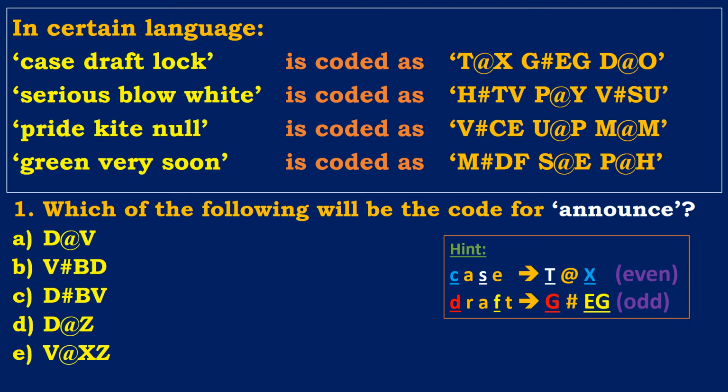1. Which of the following will be the code for announce? The given word, announce, has an even number of letters. According to case 1, it follows the letter symbol letter format. The next letter of the second last letter is D, followed by symbol, and the reverse of the first letter is Z. Hence, option D is correct.